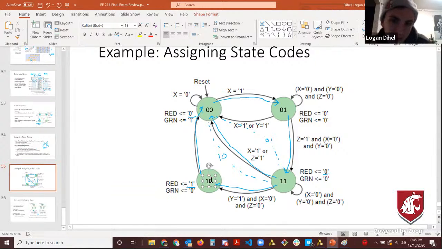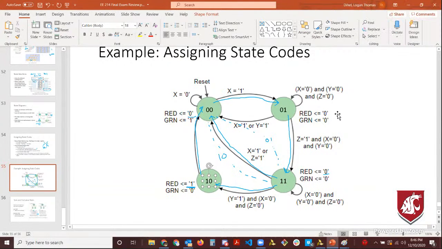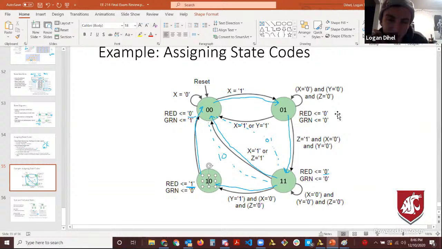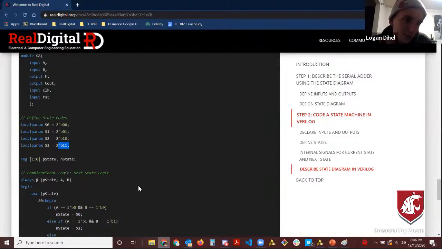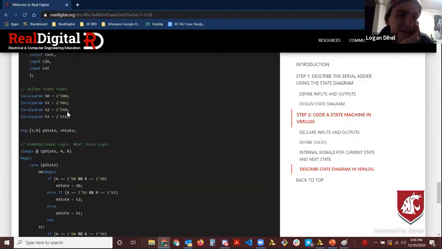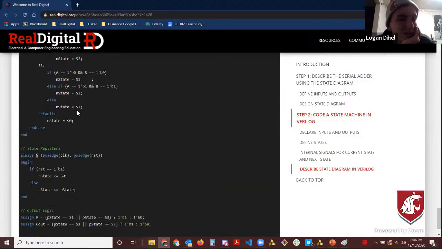What I like to do is, the general flow would be, okay, I'm going to go here to here to here to here. So this is S0, S1, S2, S3. But I can assign state codes differently than that. S3 does not have to be 11. It could be whatever you want. It's like naming it, basically. S3 is just a name. That's all it is. So when you use local param, you're just defining a constant in Verilog that you can use within this module. That's all it means. Okay, I see.